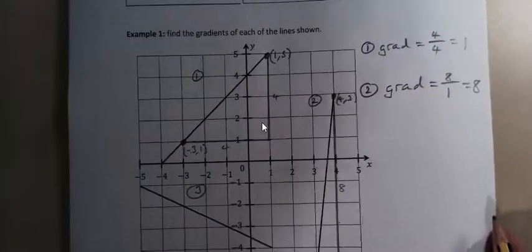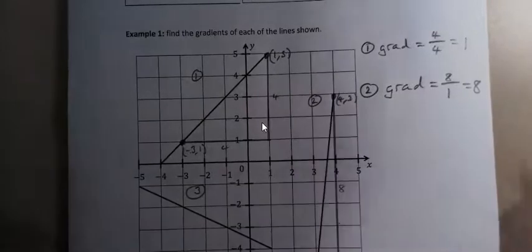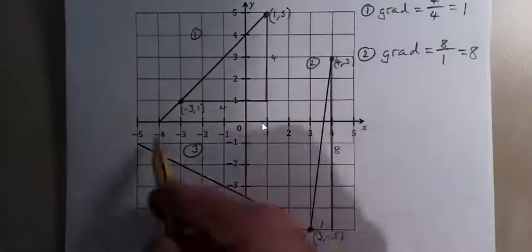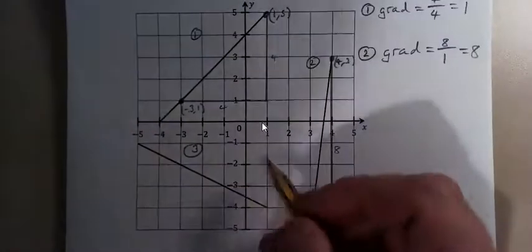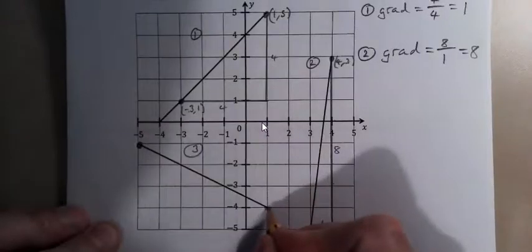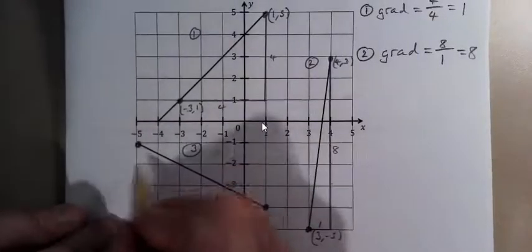Hopefully you can see that there at the bottom. I'm worried we're kind of off the screen, but that's where they are. In case you can't quite see that, apologies. Finally then line 3, this one's going the other way, so it's going to be a negative. Let's just pick a couple of points on it. So I'm going to pick this point here and this point here. We'll just pick the two end points and see what we have.